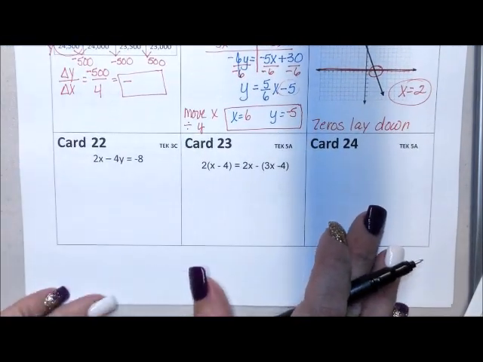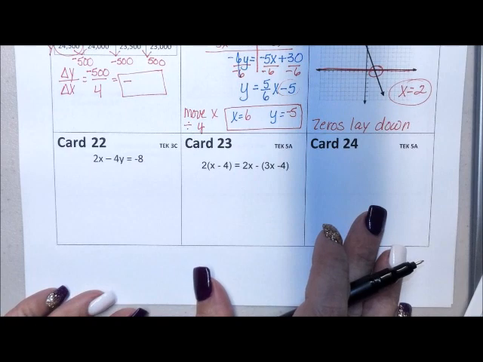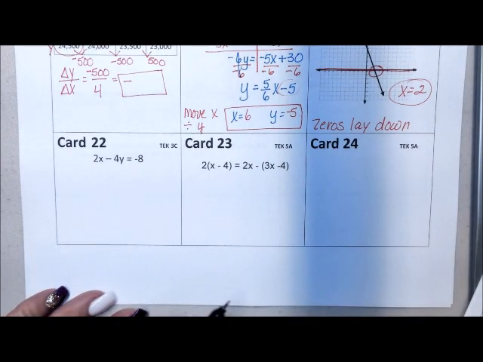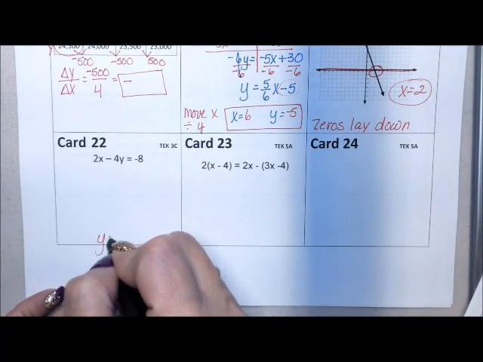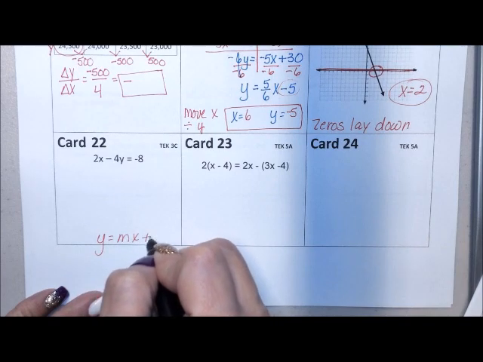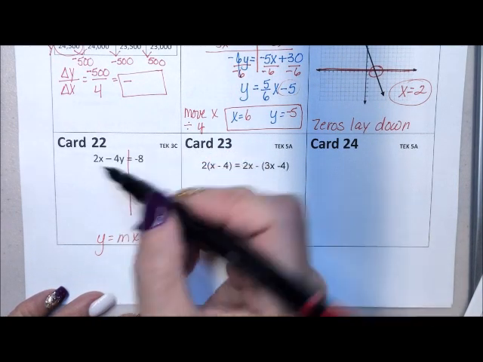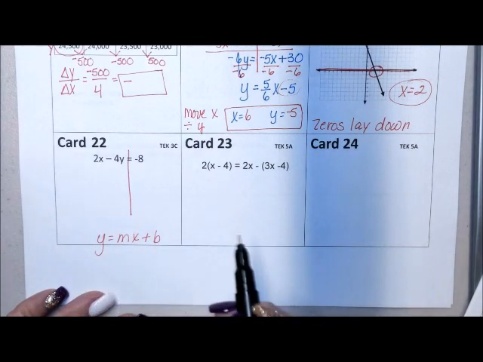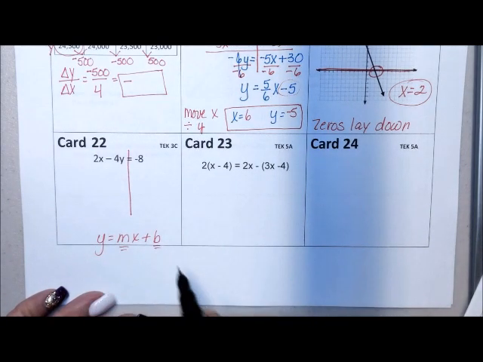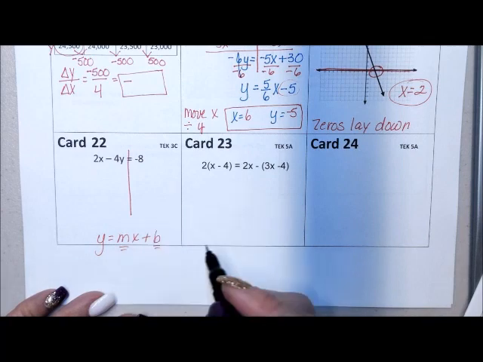All right, 22. Given 2x minus 4y equals negative 8, what is the slope and the intercept of this equation? In order to see the slope, I'm going to have it in y equals mx plus b form. Take a minute, move the x, divide the y, look for your slope, and look for your y-intercept. Pause your video here if you need to.